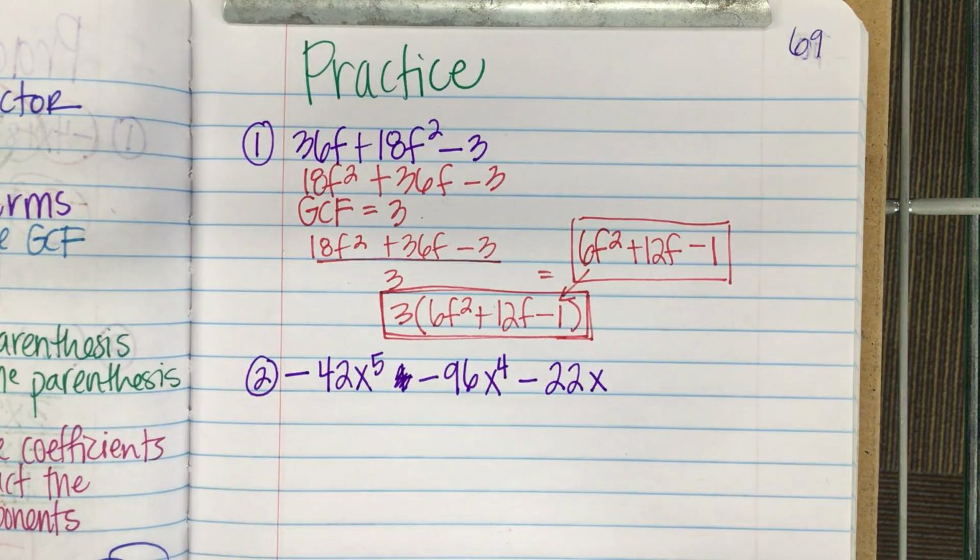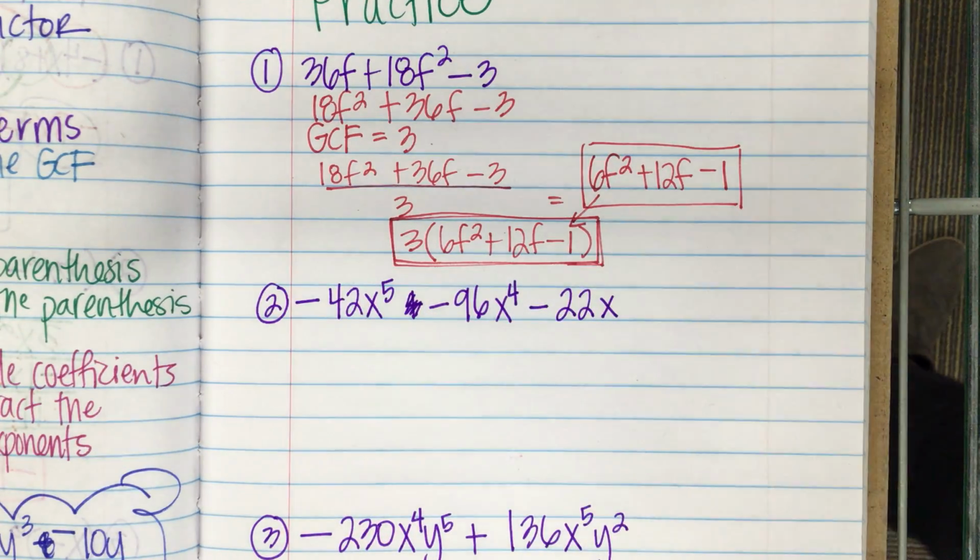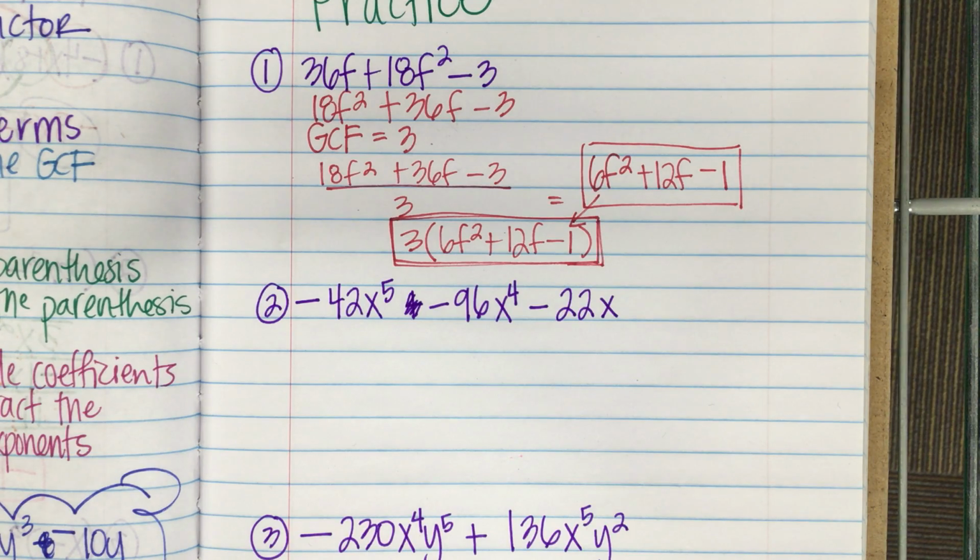All right, go on to the next one. See if you can do the next one. See if you can start it. Negative 42x to the fifth minus 96x to the fourth minus 22x. So look at your factor squares. Oh, before we look at our factor squares, is it written in standard form? Yes, so we're good there. Now we're looking for the GCF.